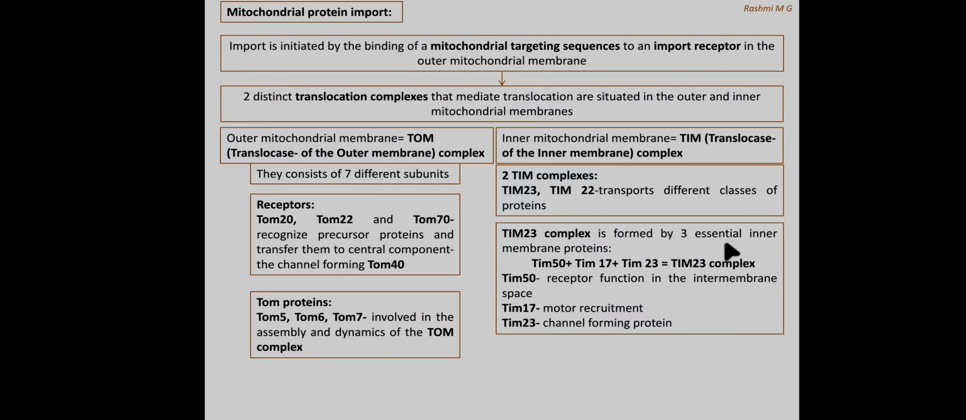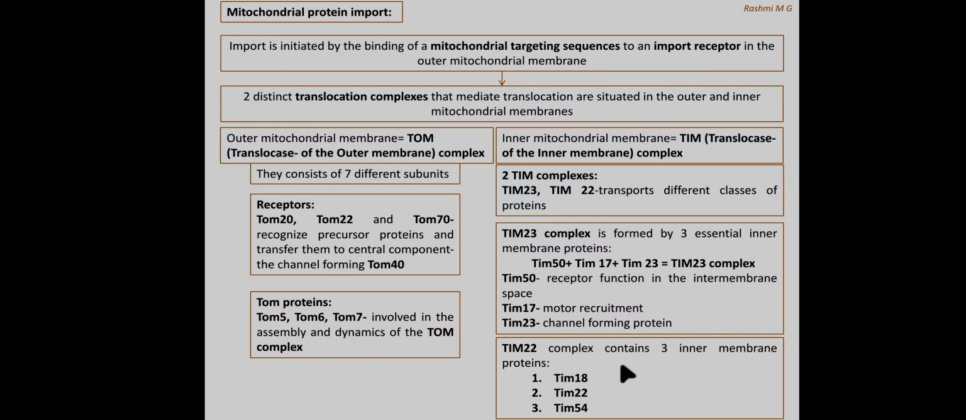TIM 23 complex is formed by TIM 50, 17, 23. TIM 50 is the receptor function, 17 is the motor recruiter, and TIM 23 is the channel forming. TIM 22 complex again contains three inner membrane proteins, that is 18, 22, 54, same as TIM 23 complex.